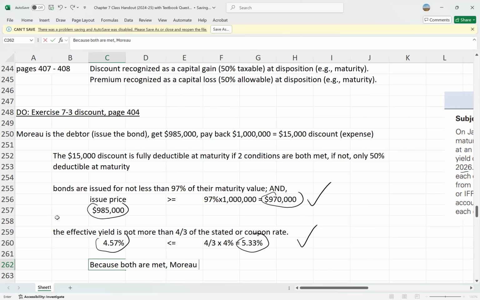Moreau will get to deduct 15,000 at maturity. If only one was met, they could only deduct half at maturity, so they could only deduct 7,500. But because both are met, Moreau will get to deduct all of it at maturity.